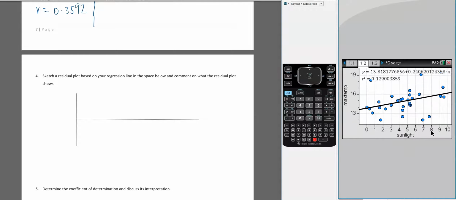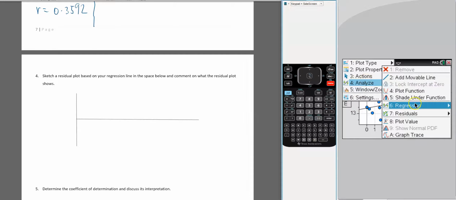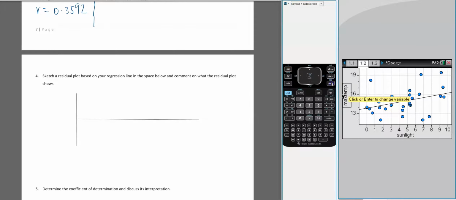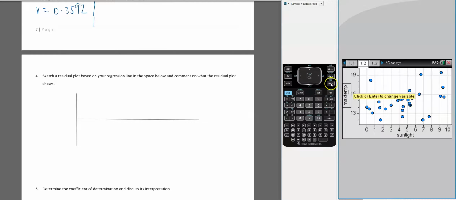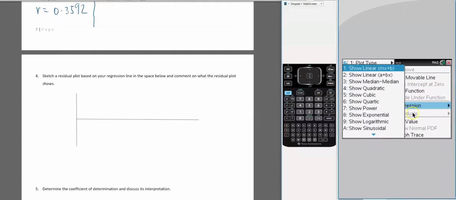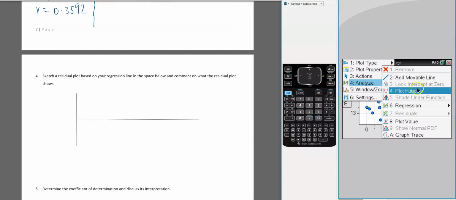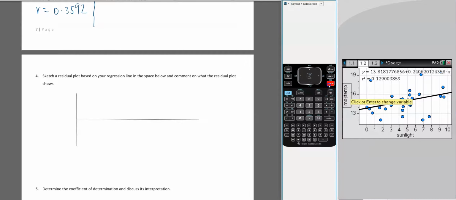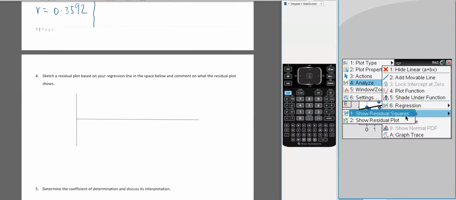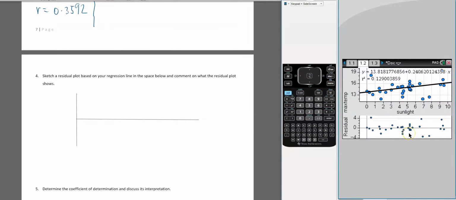Now I'm going to anticipate some errors that you might see. At this point, if you try to do the residuals, it still pops up. But if you don't have the regression line, so I'm actually going to take this regression line out, some of your calculators will not allow you to calculate the residuals. You can see with this one, option 7 is grayed out. So you need to make sure you always have the regression line present before you do the residuals, show residual plot.